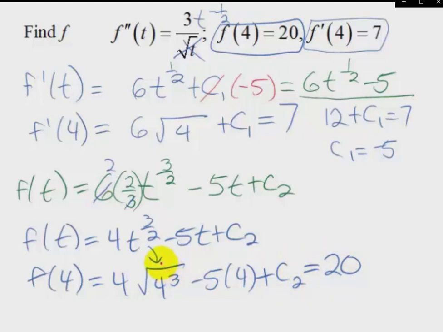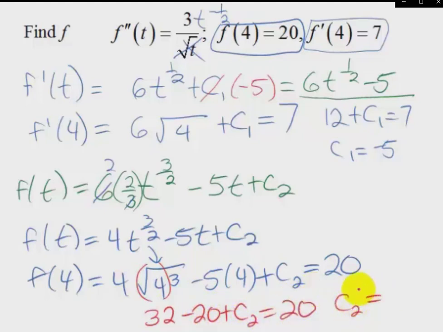So let's see what we can do to simplify this. We can do the root and then the power, so that's going to be square root of 4 is 2, to the 3rd is 8, times 4 is 32, still have minus 20, plus c sub 2 equals 20. So it looks like c sub 2 equals, when I combine these I get 12, subtracting it from the other side I get 8. So our function is going to be 4t to the 3/2 minus 5t plus 8.